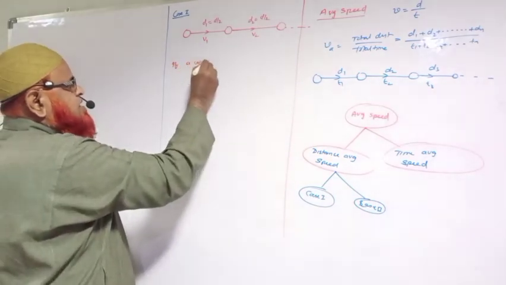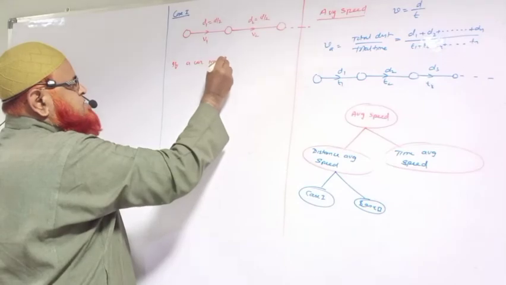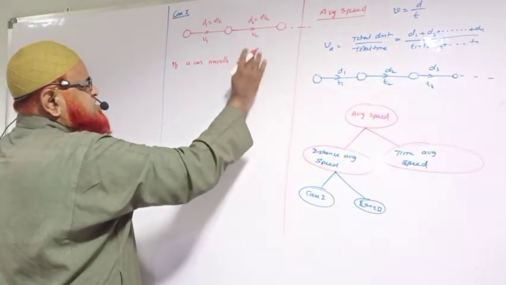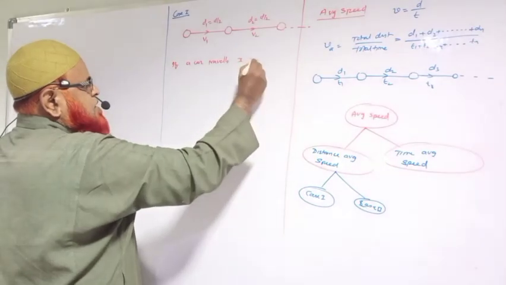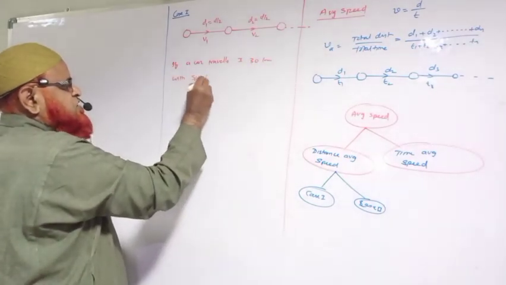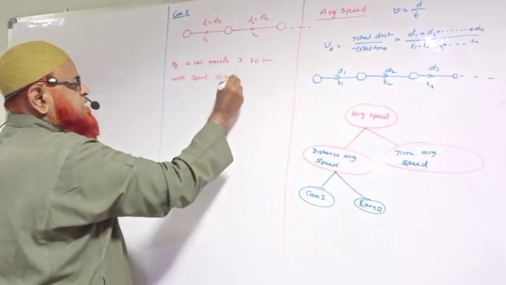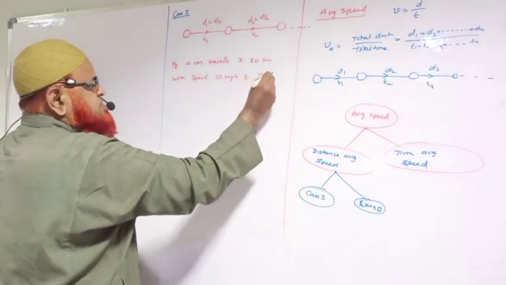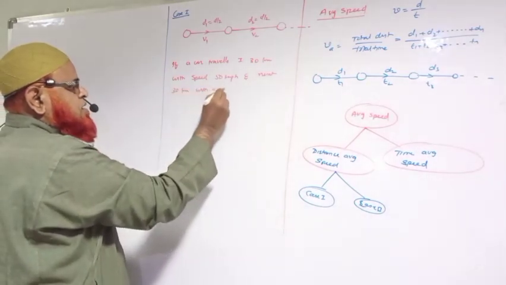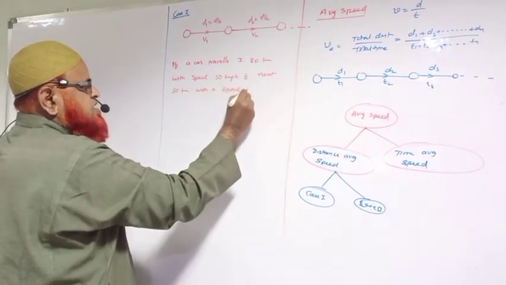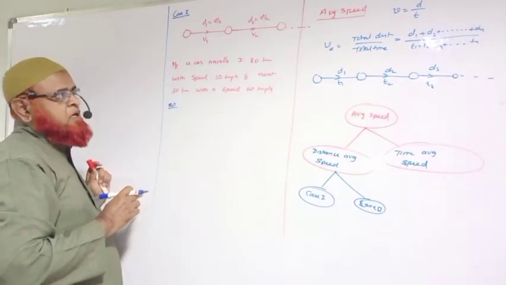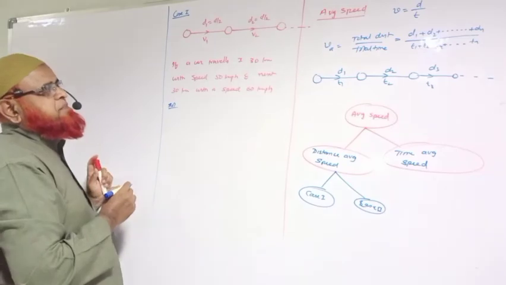If a car travels the first 30 kilometers with a speed of 50 kilometers per hour and the next 30 kilometers with a speed of 60 kilometers per hour. This one. So I'll give you a small clue here.